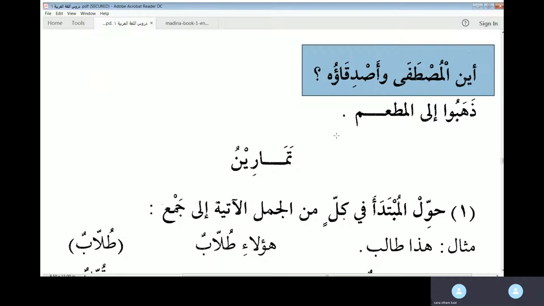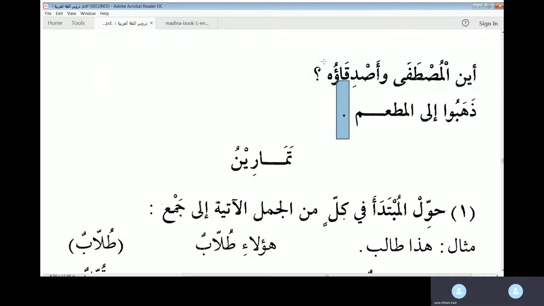Wa asdiqa'uhu is friends. What is Mustafa? This is a name. Where is Mustafa, his friend? And his friend. The friends of Mustafa. Where is Mustafa and his friends? Correct.